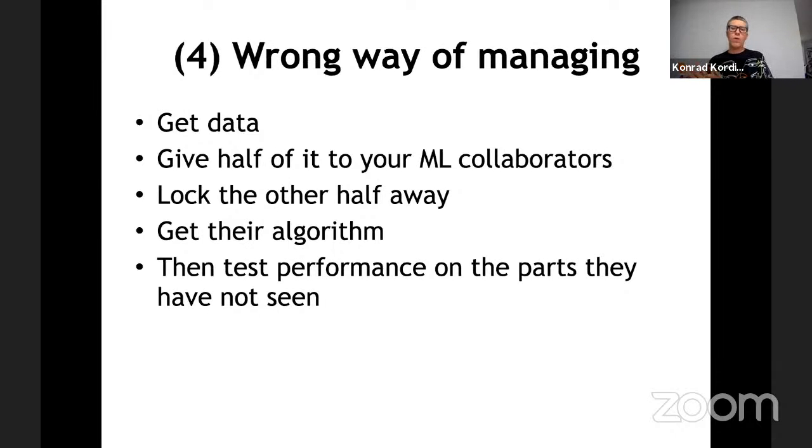People often have wrong ways of managing. So if you're a clinician and listening to that, there is a way of avoiding all the bad things that could possibly happen. Apart from bad comparisons, which you need to fix, you get the data, you give only half of them to your machine learning collaborators. You lock the other half away. Never let them see it. Let them give you the algorithm and then test the performance on the parts that have not been seen. It's easy for machine learning systems to be overfit to real data.